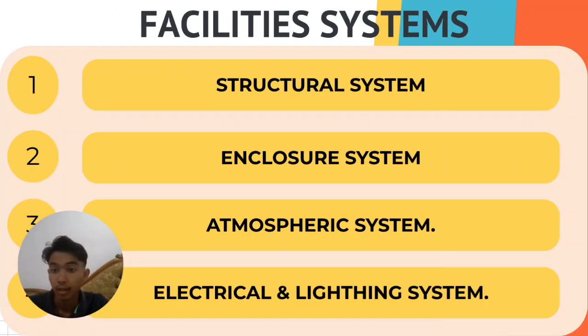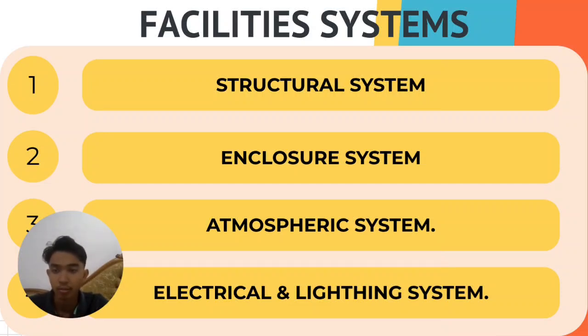Okay, so next is facility system. In a clothing manufacturing facility, the structural system refers to the building, physical foundation, framework, and all load-bearing components that support the entire structure. These include the floor, columns, beams, and roof, which must be designed to handle the weight and vibration of heavy machinery such as fabric cutters, industrial sewing machines, ironing stations, and storage racks for fabric rolls and finished goods.